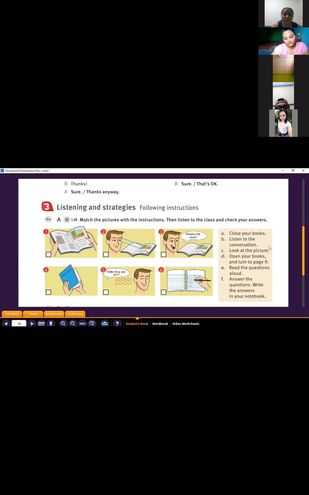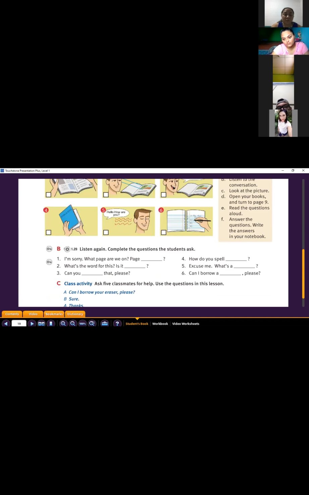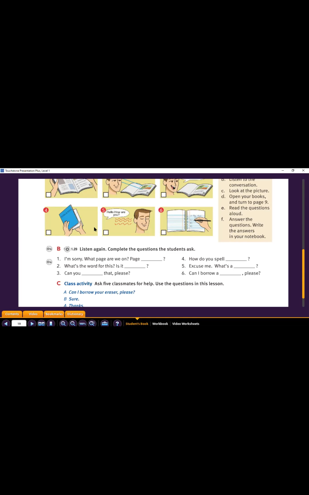Yes? Teacher, ¿es answer o answer? Answer. En esta palabra no se pronuncia la W. La W es muda en esta palabra. Answer. In plural, answers. Good. Another question, guys? No? Okay, now we are going to complete the questions that the student asked. So first person is going to be Sylvia, number 1.